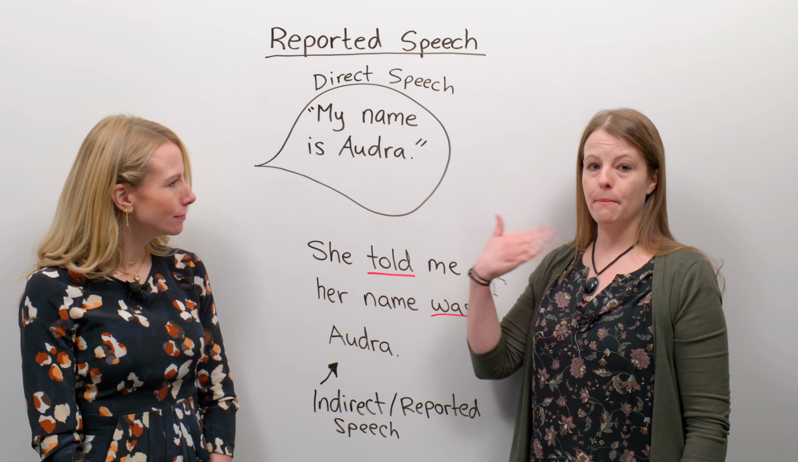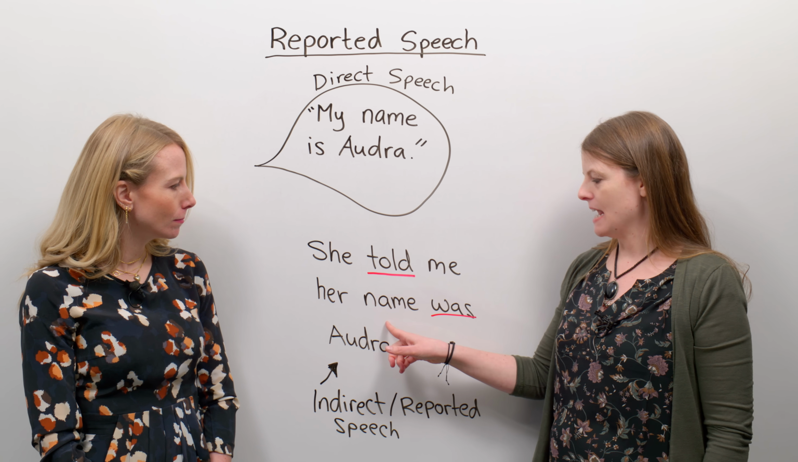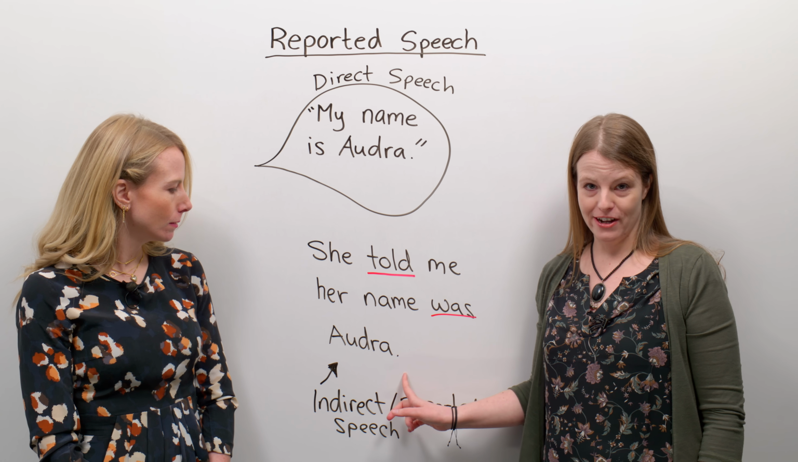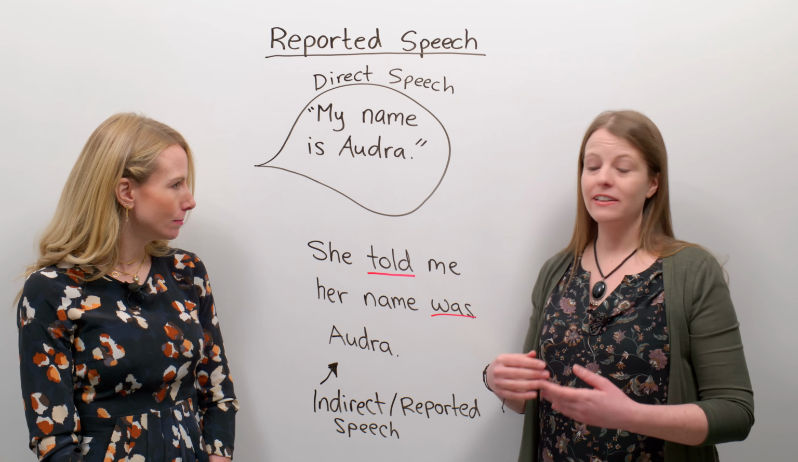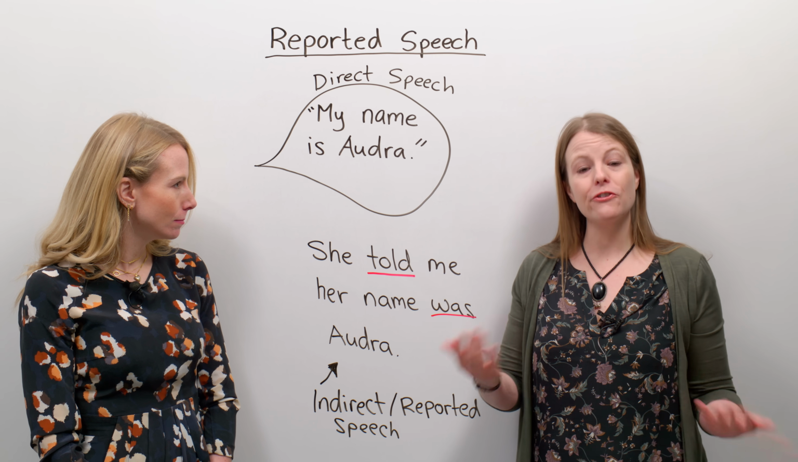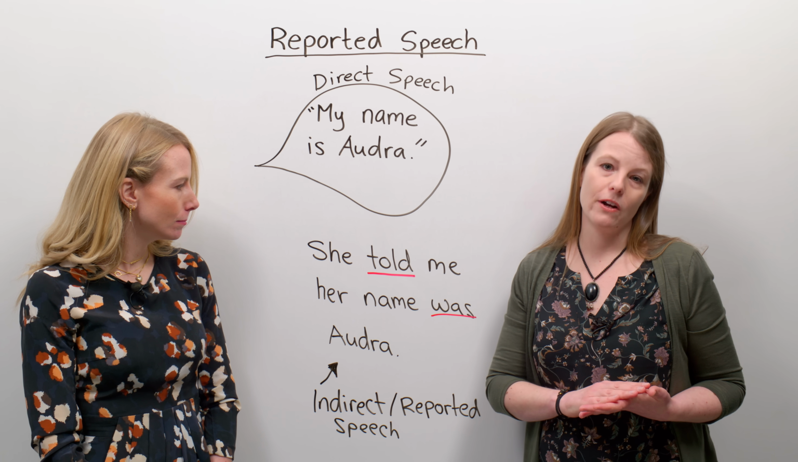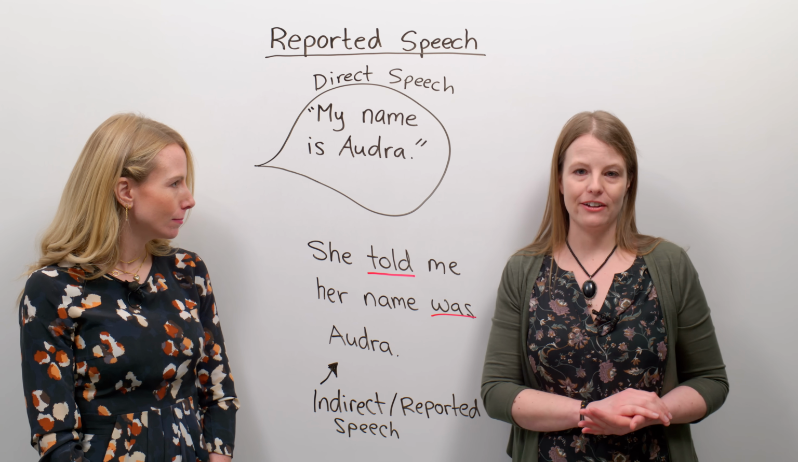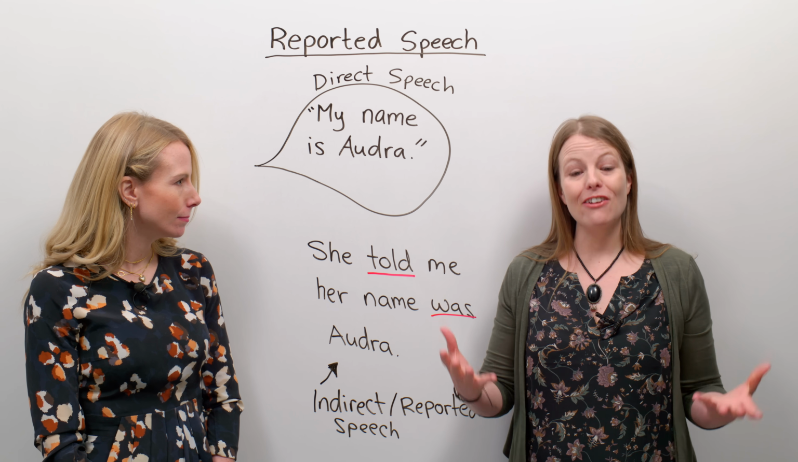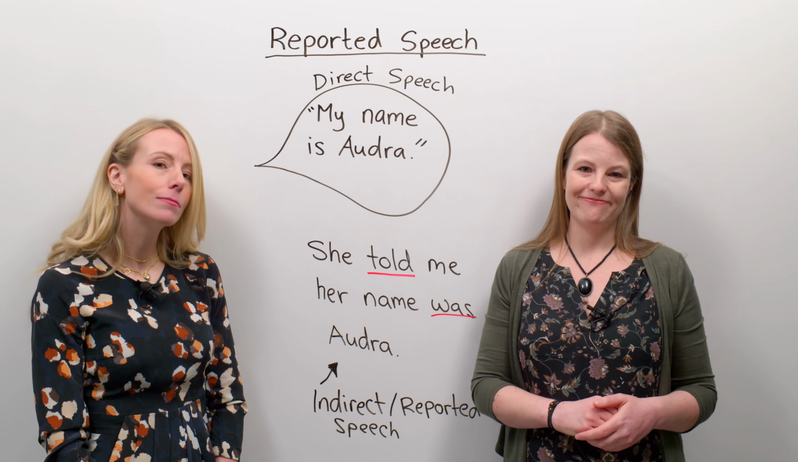She told me her name was Audra. So if I'm telling somebody Audra's words, this is what I would say. Oh, Audra told me her name was Audra. And again, this is what we would call indirect or reported speech. So now let's look at more examples of this.